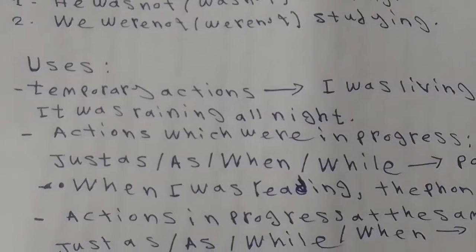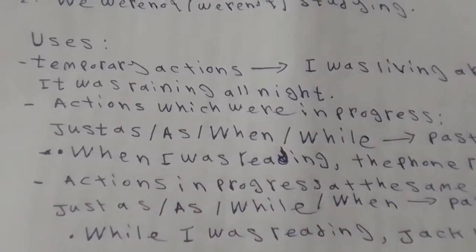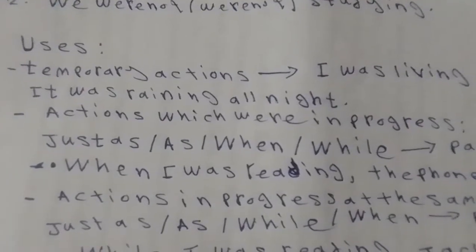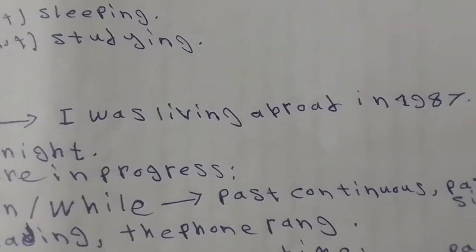How about the uses of this tense? The first use of this tense: we use it to express temporary actions in the past. For example, I was living abroad in 1987.